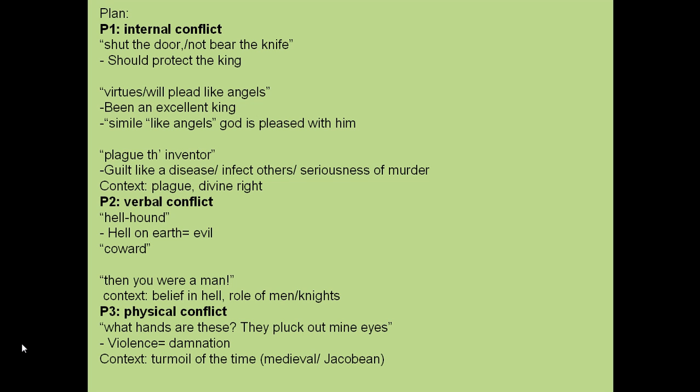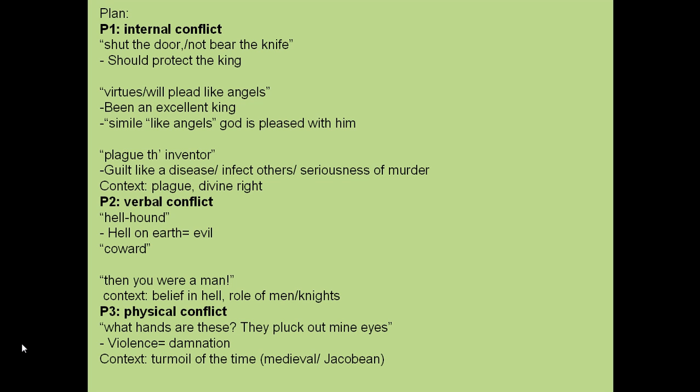You might want to write down the acts and scenes that you can use. That's entirely up to you. It's your plan. You don't necessarily get extra marks for being able to tell someone where something is in the play. But then, as you can see, we've now got notes of analysis. So some of it's basic analysis. Some of it starts to look at the detail of language here. So the simile suggests, like angels, God is pleased with him. We've also got this idea of plague and the inventor. Gives like a disease, it infects others. Serious murder slowly leads to his death as well. So you can hear that detail of explanation there.